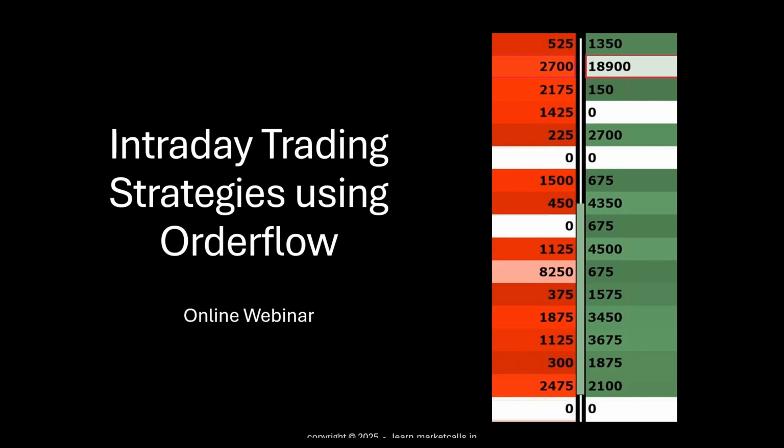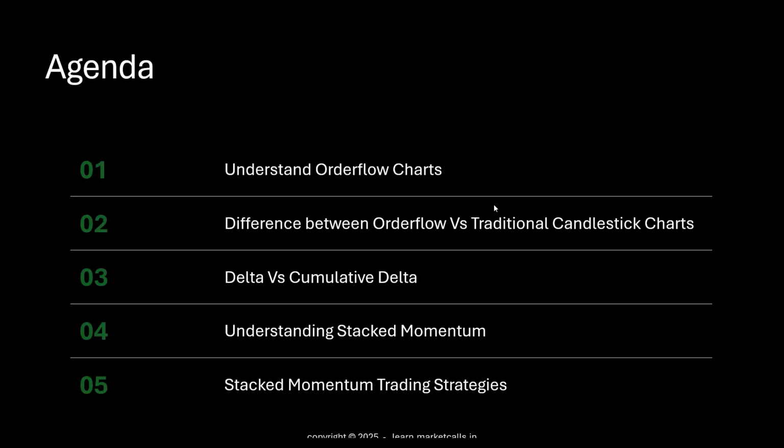So in today's session, it's going to be a preliminary session on order flow. For those who are very new to order flow, definitely this session will be very much helpful in understanding the very basics of order flow. What we are going to discuss is how you can understand the order flow charts, and what is the difference between traditional candlestick charts and order flow, and some of the basic concepts like delta, cumulative delta, stacked momentum. And in fact, at the end, we will be talking about stacked momentum trading strategies. So two different variations that we're going to learn in this specific session.